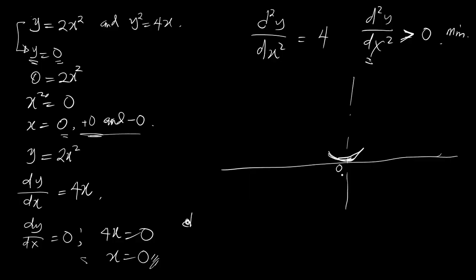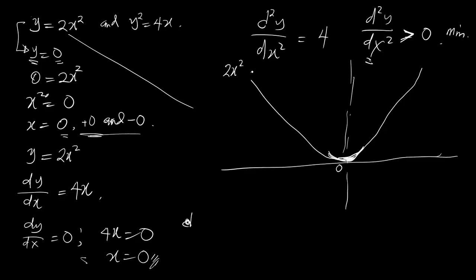At this point where x is 0 and y is 0, that curve will be in this form. So this is 2x squared, where y is equal to 2x squared. This is the curve. So now let's look at the second one.